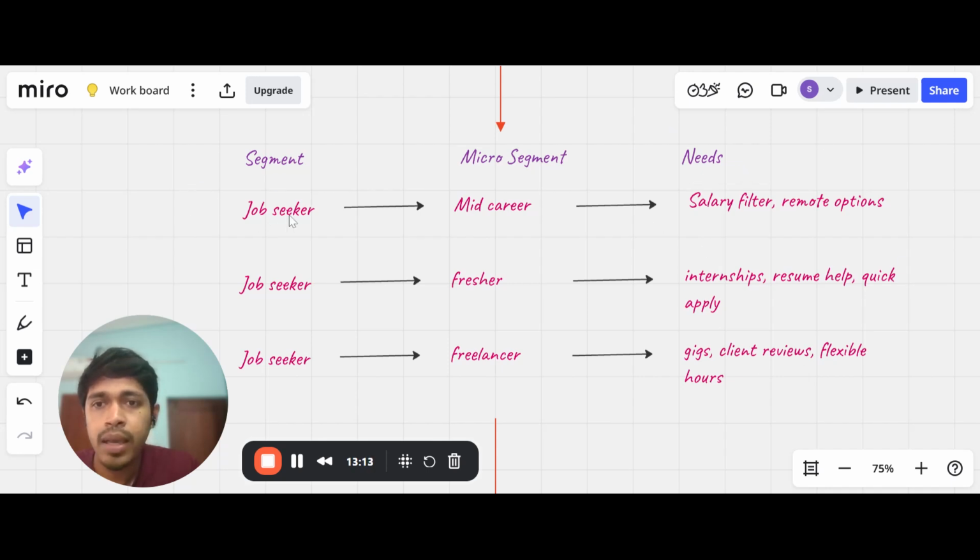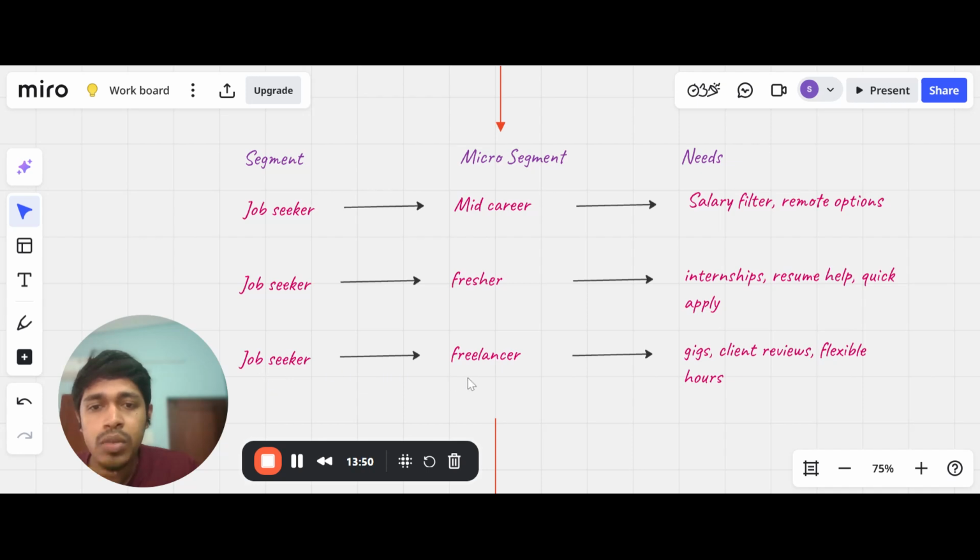So let's say a job seeker who's in his mid career, what will be his needs? He actually needs a salary filter. He will need some remote options, right? A job seeker who's a fresher might not need a salary filter. He's looking for some kind of experience, so probably internships. He's looking for resume help. He's looking for quick apply because he needs to apply to 1000 or 2000 different job openings, right? And he doesn't really care about what exactly they offer. He doesn't have too many filters, so he might not need that many filters.